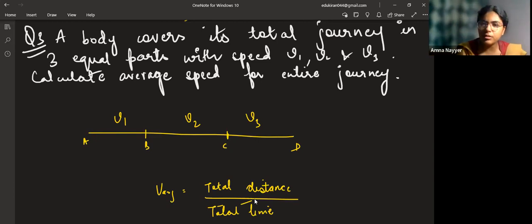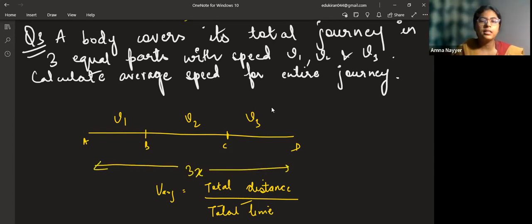Only speeds are mentioned, and that is not required in the calculation. One thing it has mentioned, which you have to focus on, is 3 equal parts. It means, let me assume the total distance is 3x. Total distance is 3x. So can you tell me each part will be how much? This 3x is getting divided into 3 equal parts. So one part will receive how much portion of 3x?